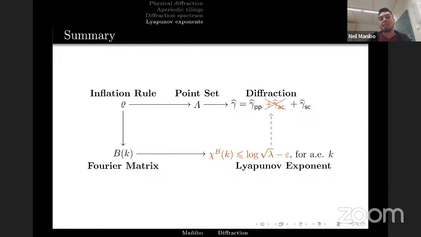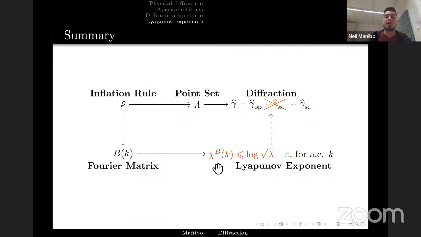So to summarize, we have this rule that helps us generate tilings, and if you have a tiling, you can derive a point set from it, which is what lambda is here, coming from just collapsing tiles into points. And that point set gives rise to a diffraction measure, which splits into three components: the pure point component, the absolutely continuous component, and the singular continuous component. So from this rule, one can also combinatorially derive a Fourier matrix, which is now an analytic object. And then you can compute the Lyapunov exponent from this Fourier matrix.